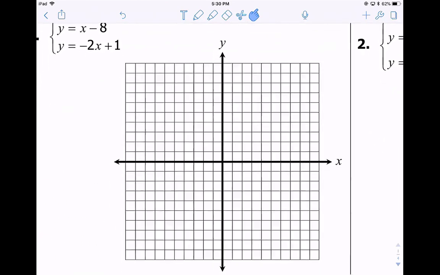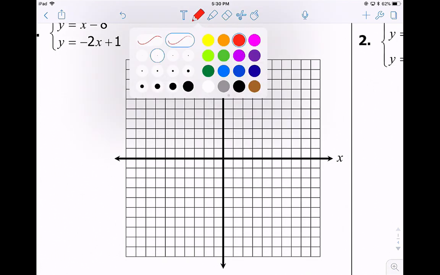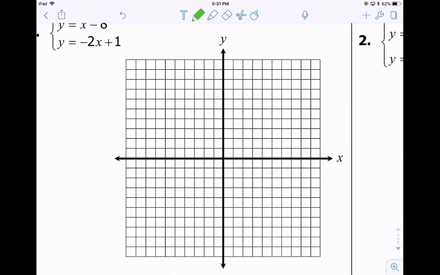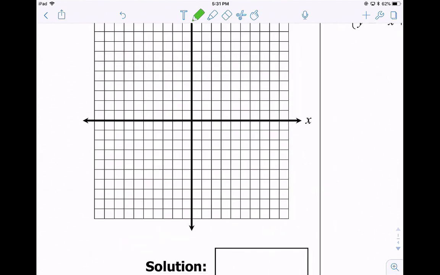So we're going to start by graphing y equals x minus 8. So when I'm graphing y equals x minus 8, I start at the b, the y-intercept, which is negative 8. Then I rise and run using the slope. So the slope here is that imaginary 1 in front of the x. So that's going to be 1 over 1. So we start at negative 8, then we rise 1, run 1. I'm going to do that. So start at negative 8.